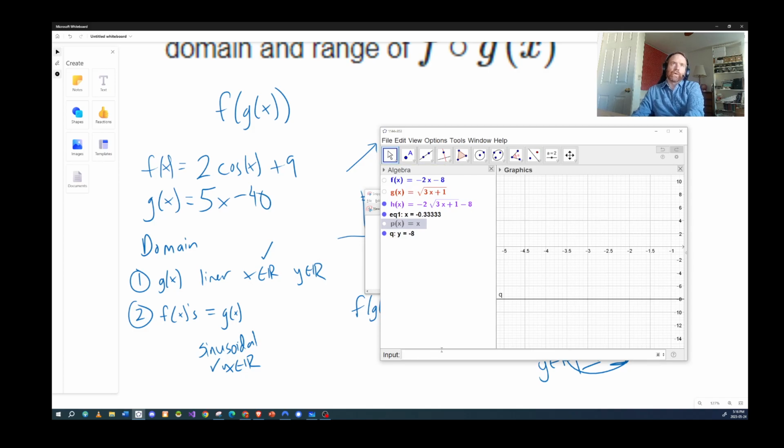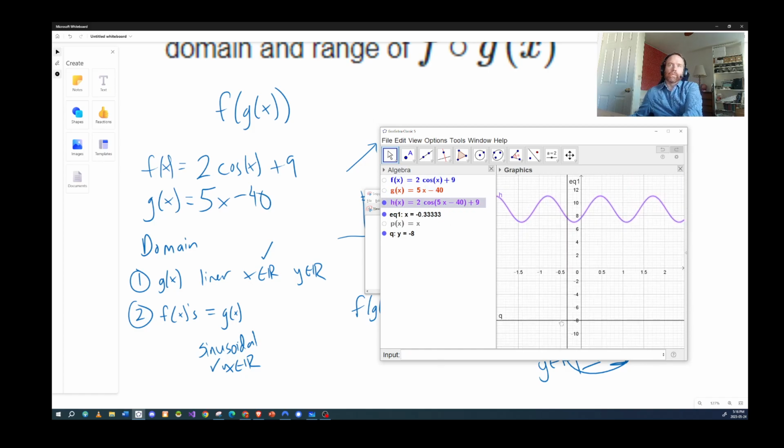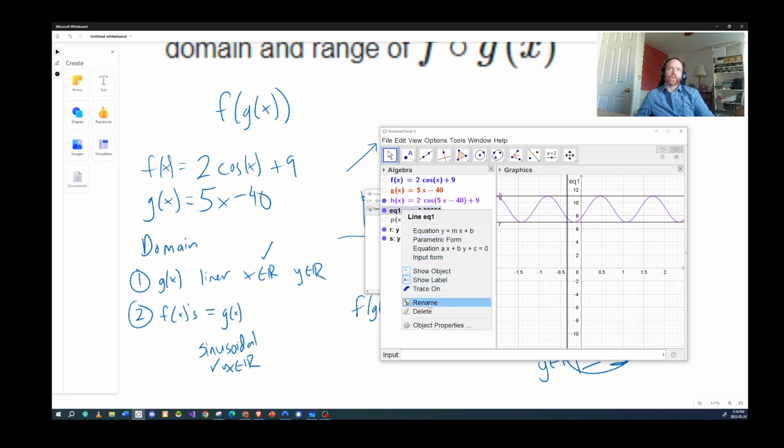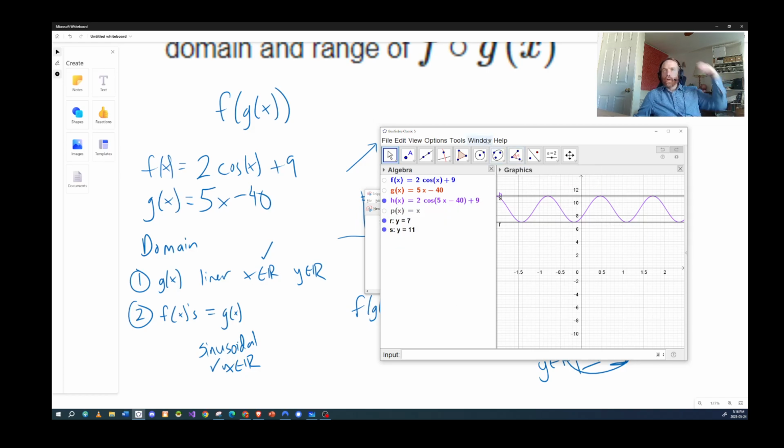So for this one, f of x is equal to 2 cos x plus 9, g of x is equal to 5x minus 40, and we're drawing f of g of x, which you can see here. And again, what are we looking at? No restrictions in the domain whatsoever. y is limited by 7, and y is limited by 11. y has to be in between those two values. There's no other option there.